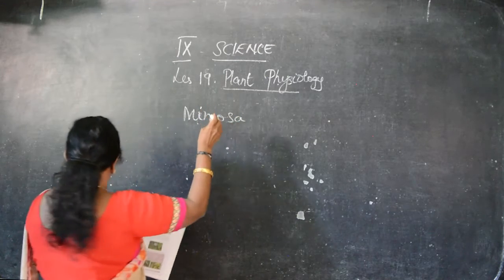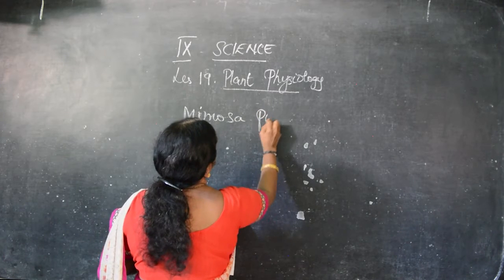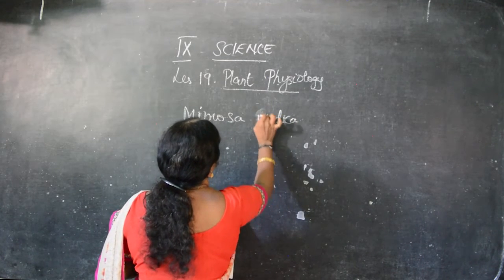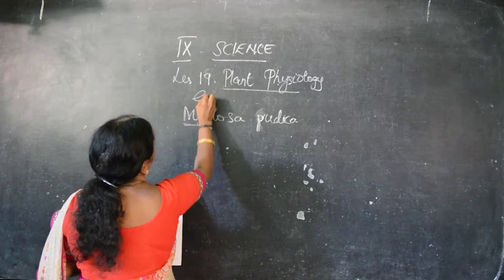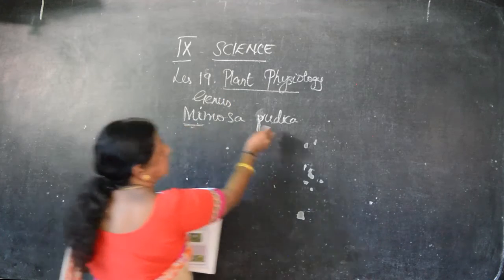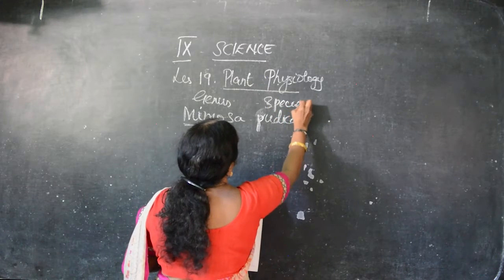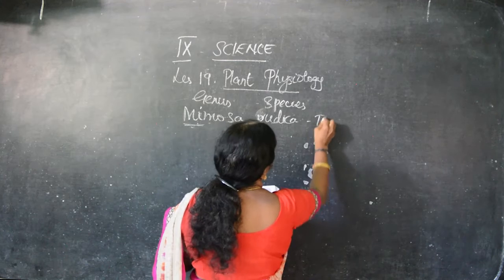Mimosa pudica. The spellings and all you should go through properly. This is a small p. So this is the genus name that begins in caps. This is the species name, which begins in small letter. So generally it's known as touch-me-not.